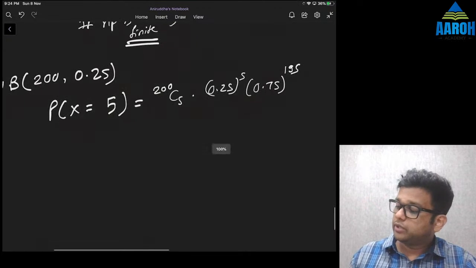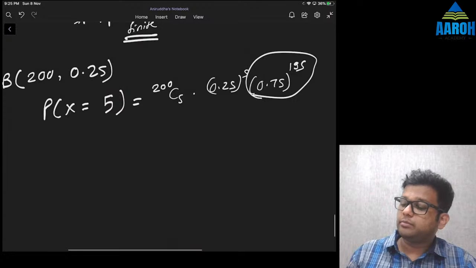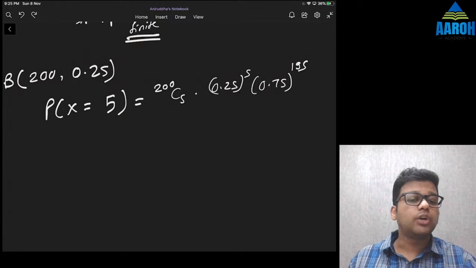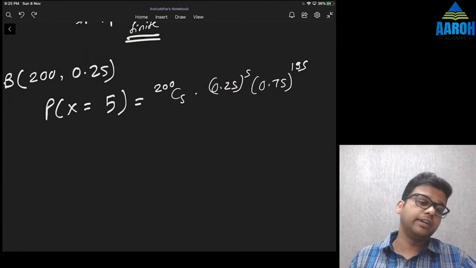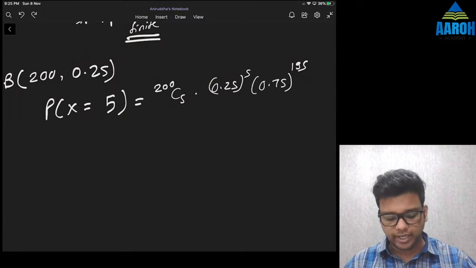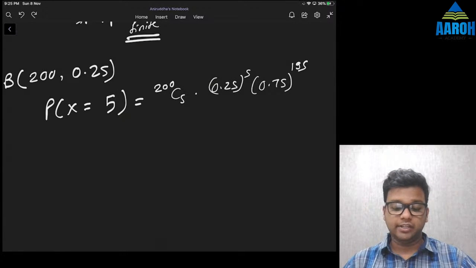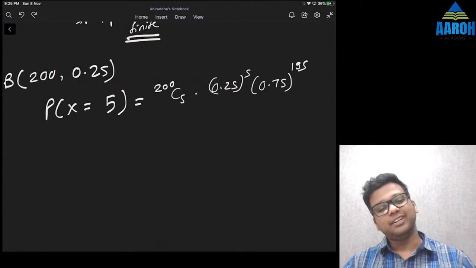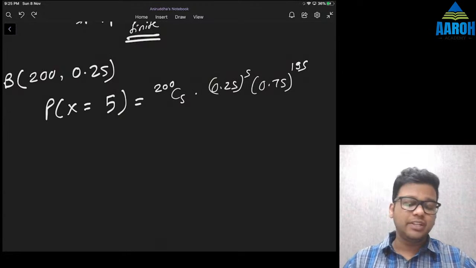Obviously this is difficult to calculate because we cannot raise this 195 times, it will take too much time, and 200C5 is okay. If it was something like 200C20 or 200C30, then we could not have calculated. It is not possible to calculate such value. In fact, 200C5 will also be very high: 200 into 199 into 198 into 197 into 196 divided by 120. That is a very high value. You cannot calculate it like this.